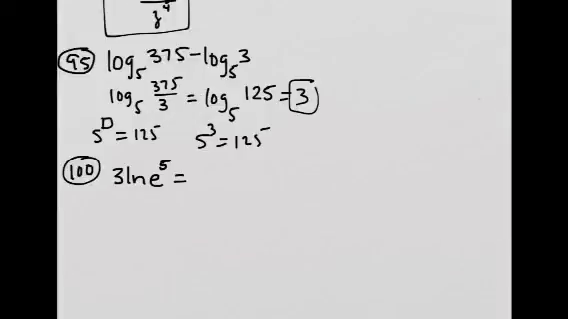Okay, for 100, this exponent right here is going to become the coefficient, but there's already a 3 there. So when you bring this 5 over, it's going to be 5 times 3 natural log of e. So that's going to give you 15. Now natural log of e is 1. So the answer here is 15.